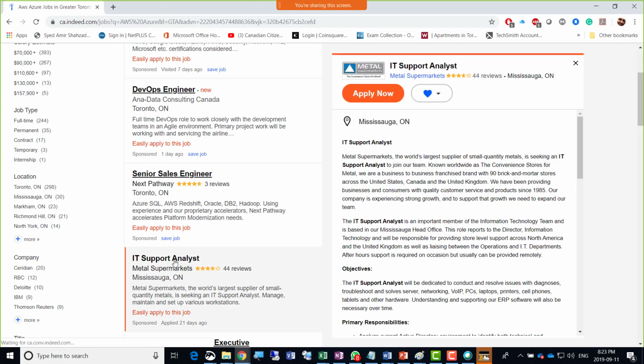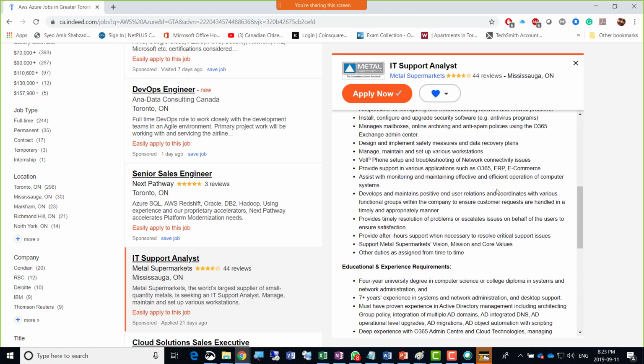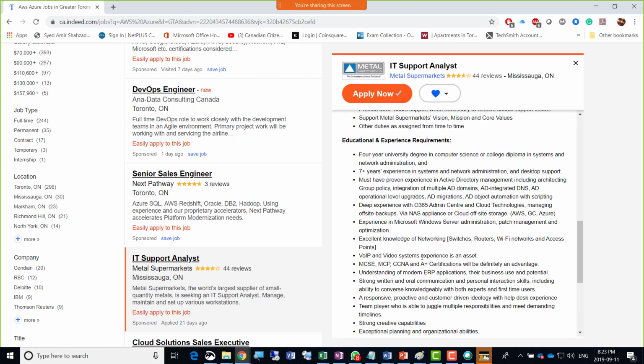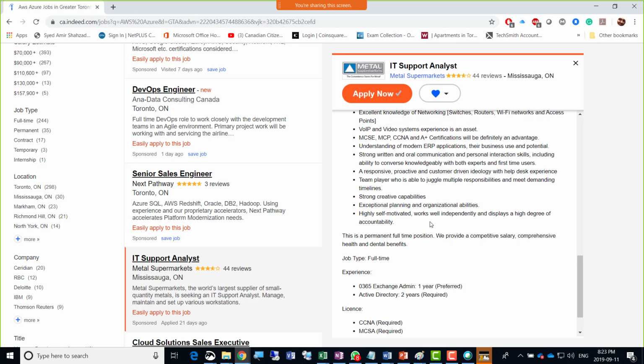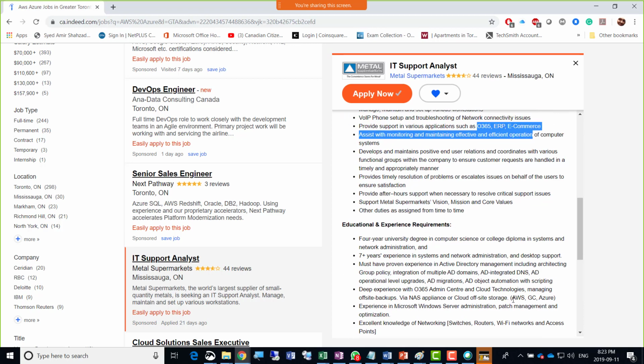If you go for IT support analyst, normally IT support analysts are level 1, level 2 jobs, but they need Office 365, ERP, and ultimately they will be going down to AWS and Azure. So this goes on and on and on. But the thing is that, I was just looking for the word Azure here, but oh yeah, there you go. AWS, Google Cloud, Azure, wow, all three.